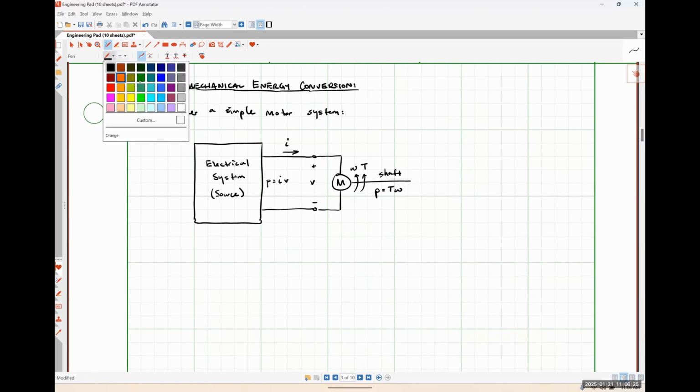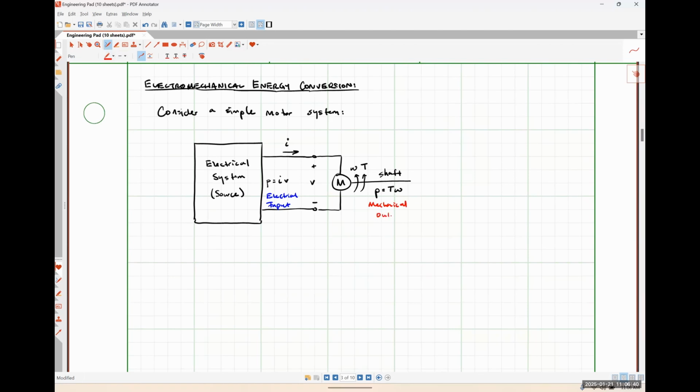So I've got an electrical input. Let me just make a note over here. And then I've got a mechanical output. And then my shaft will be connected to some mechanical system that I'm going to consider my load over here on the right.